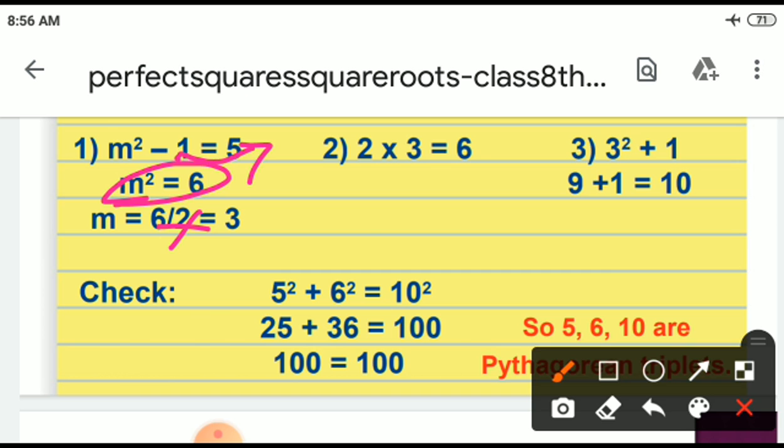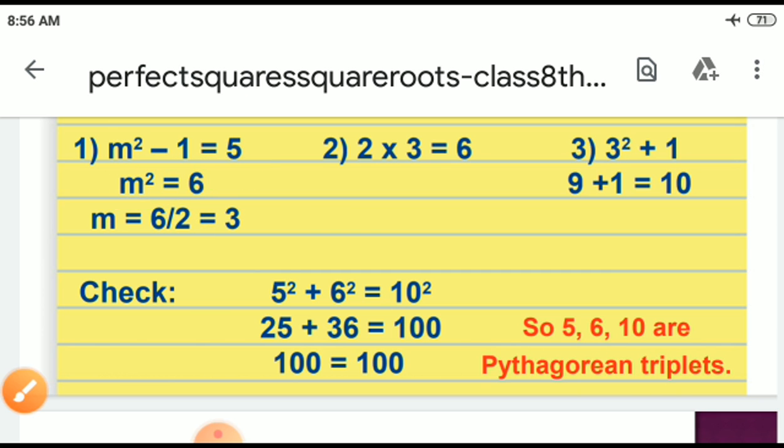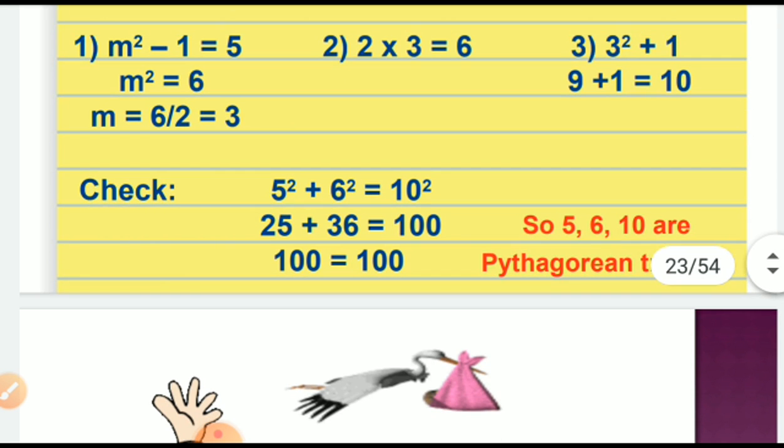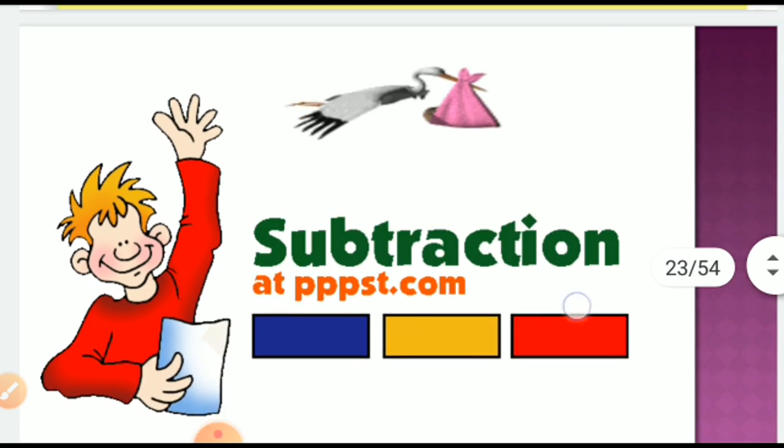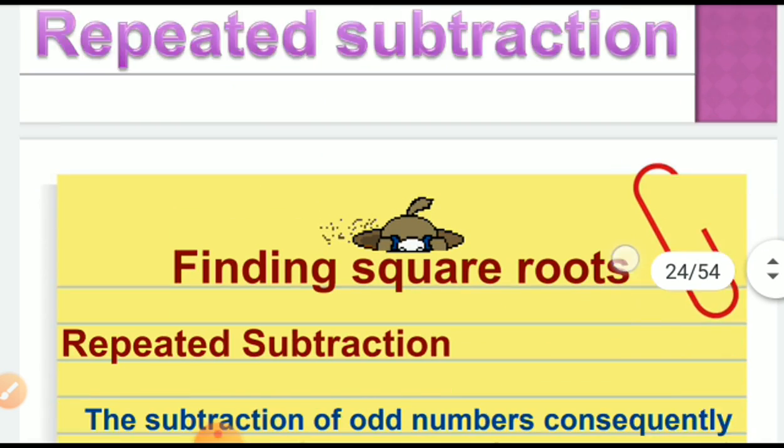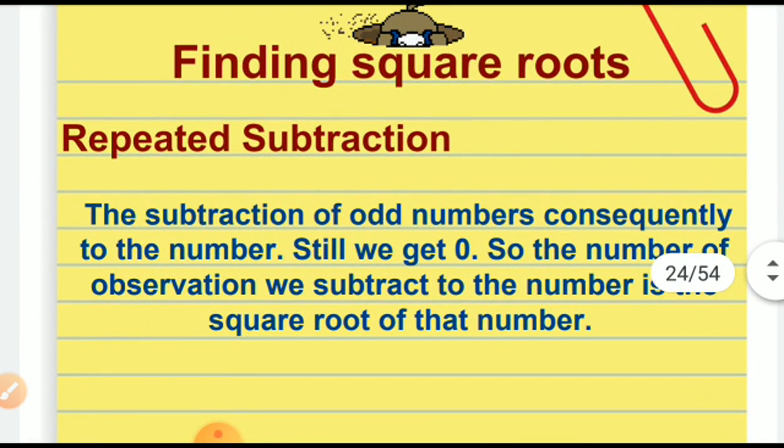So here you can check 5 square, 3 square. Yes, my dear student, 10 square. So here you can say 5, 6 and 10 are the Pythagoras triplets. Correct. Subtraction. Repeated subtractions. Finding square roots.